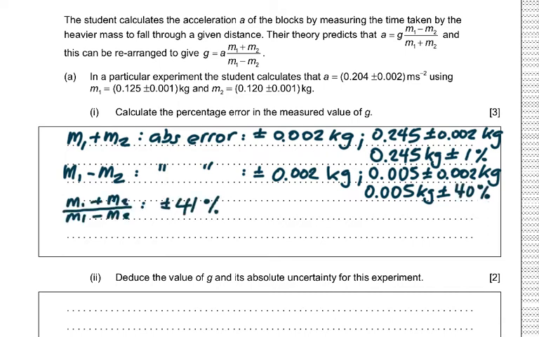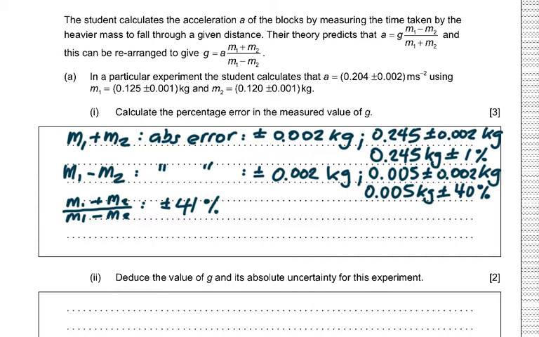Then, of course, by dividing M1 plus M2 by M1 minus M2, in dividing, we need to work with percentage error. And so we have the 1% for the M1 plus M2, but the 40% for M1 minus M2, and adding the two of them, we get 41% for that expression. Then we need to multiply times A.